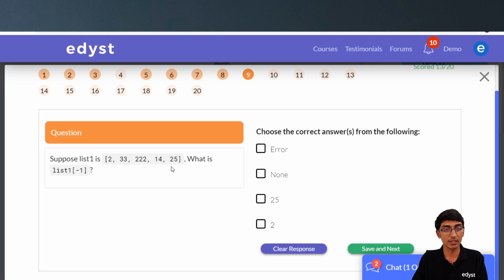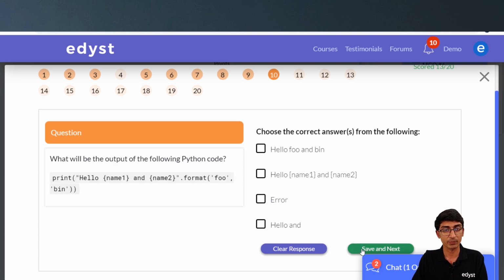Suppose list 1 is this. What is list of minus 1? It will be the last element. So the last element is 25, therefore it is 25.